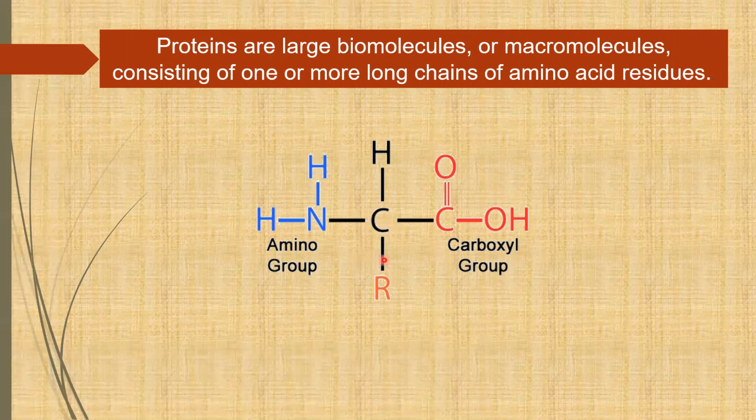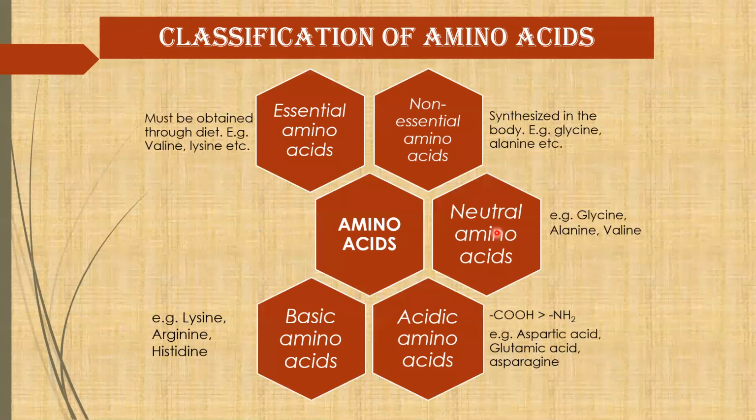Now this is our amino acid group. Carbon, this is the chiral carbon. It has one amino group and one carboxylic group, hence it is known as an amino acid. Now, amino acids are classified as essential and non-essential amino acids.